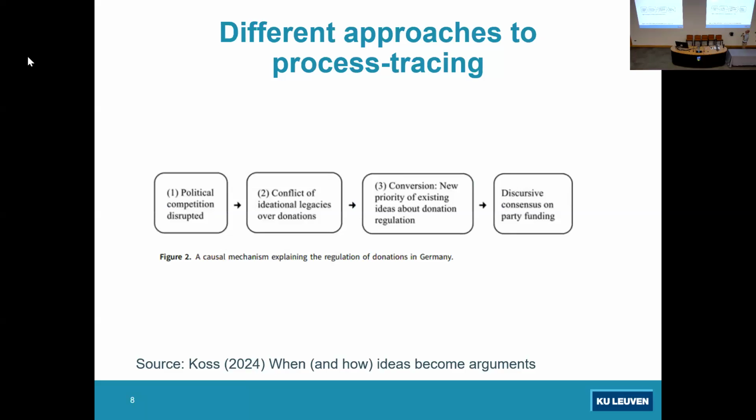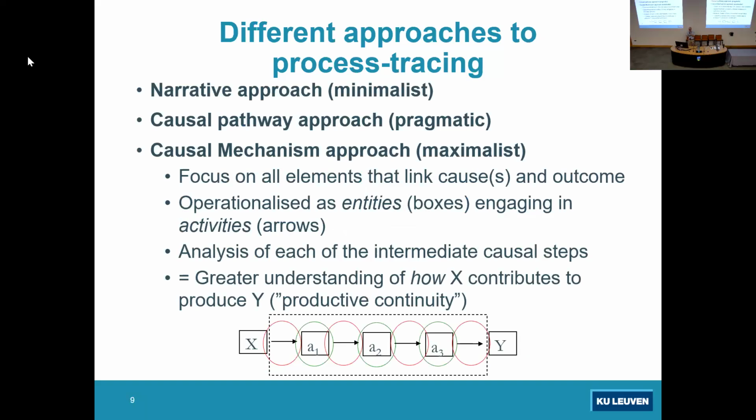So this is a table or a figure from an article from this year from Koss, When and How Ideas Become Arguments. He calls it a causal mechanism. I'm not entirely sure that it's actually a causal mechanism, but he looks for the causal relationship between the disruption of a political competition and how this leads to a specific consensus on party funding. And what you see, you have these elements that are part of the causal story in a way, but if you read the article, it does not necessarily go into how these different elements are interconnected. So this is a more pragmatic approach to process tracing.